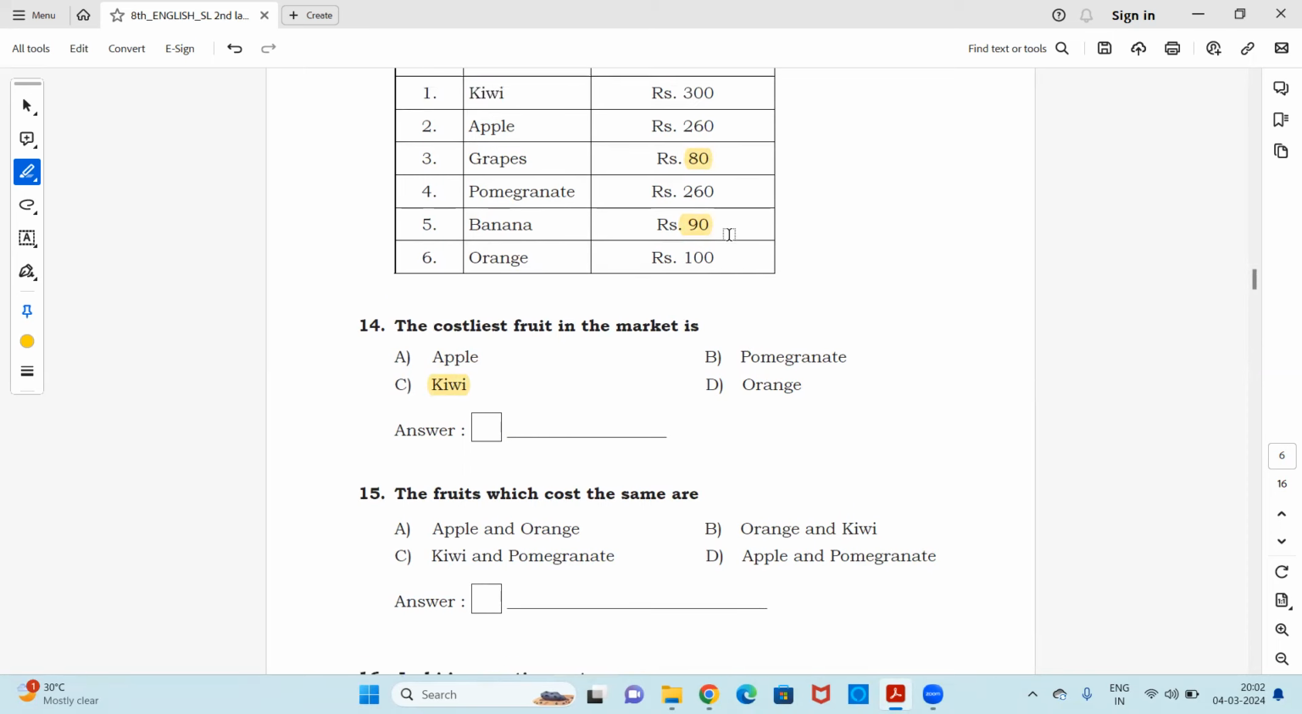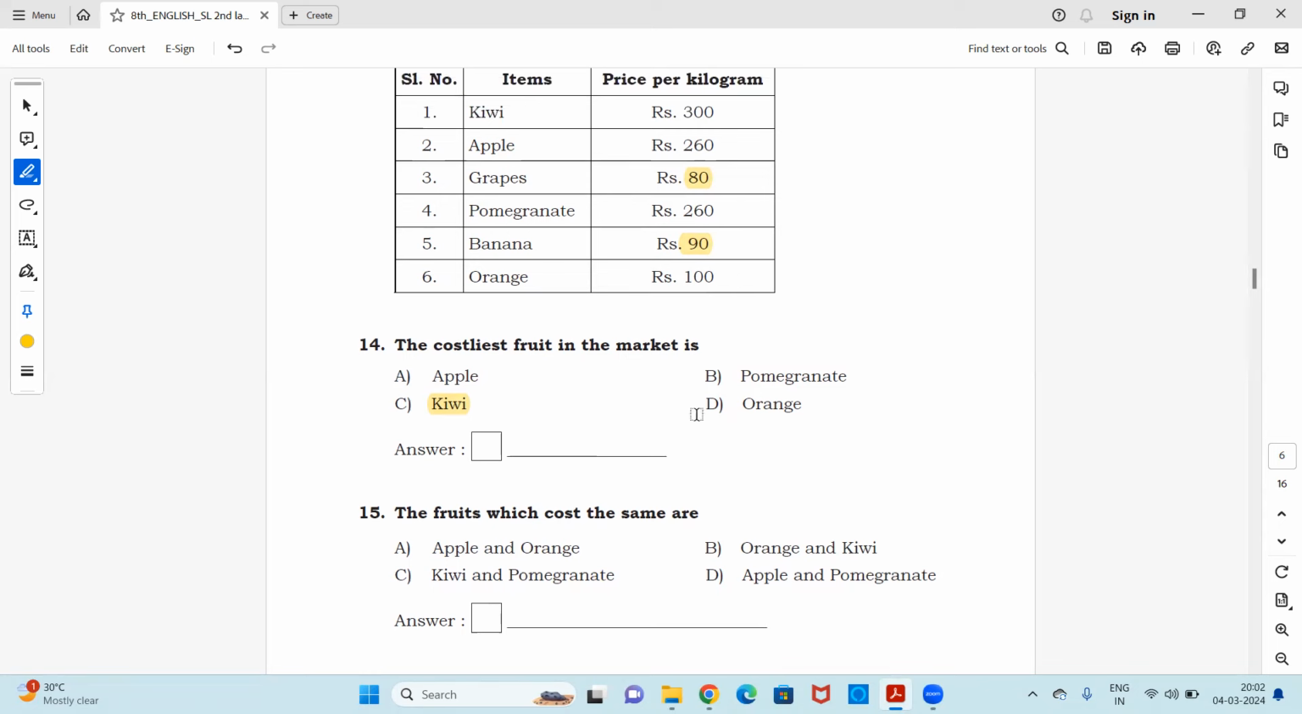So if you compare orange and kiwi, no. Apple and orange. Apple 260, orange 200. No. Orange and kiwi. Orange 100, kiwi 300. No. Then if you have kiwi and pomegranate, kiwi is 300, pomegranate is 260. Let us check one more. Apple and pomegranate. Apple is 260 and pomegranate is 260. Yes, we got it. So we have apple and pomegranate, which will be the right answer.